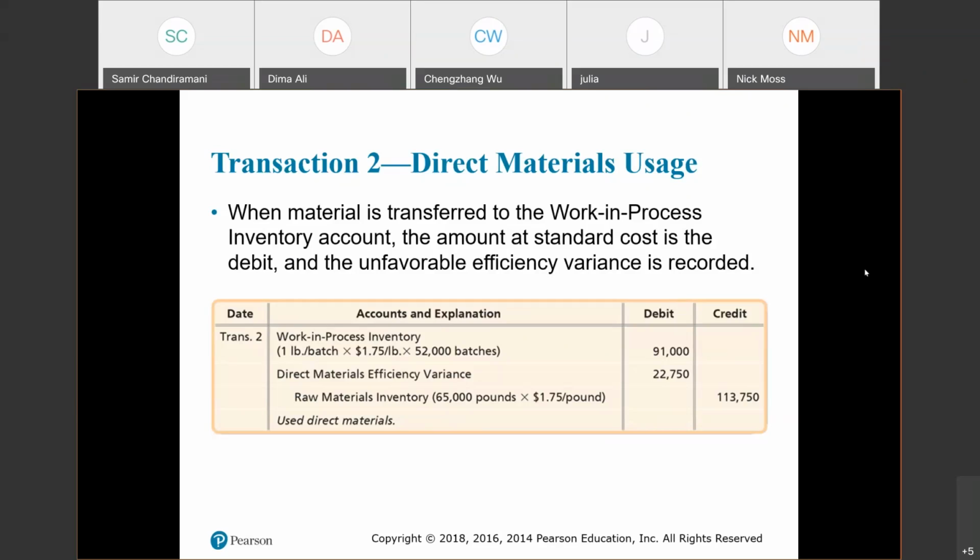Well, here it results in an unfavorable variance, that is the efficiency variance. So for an unfavorable variance, we should debit this amount to make this journal entry balanced. So we debit the direct material efficiency variance account for the difference.